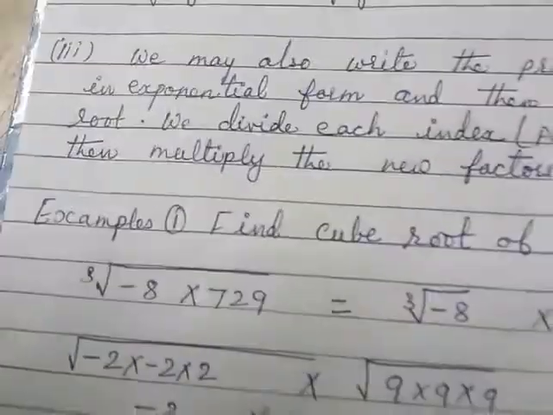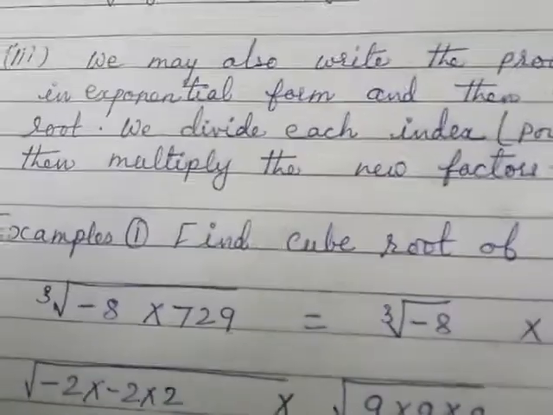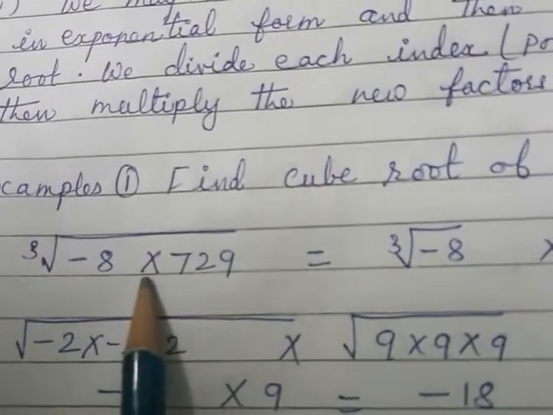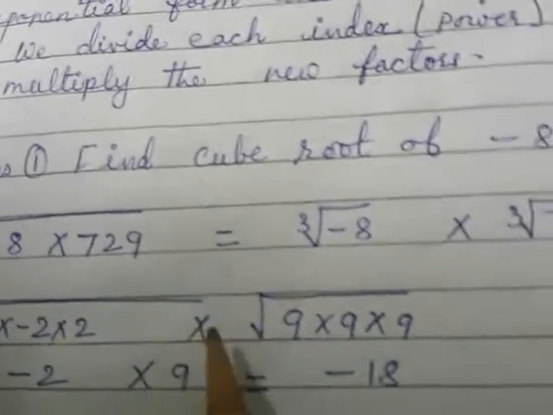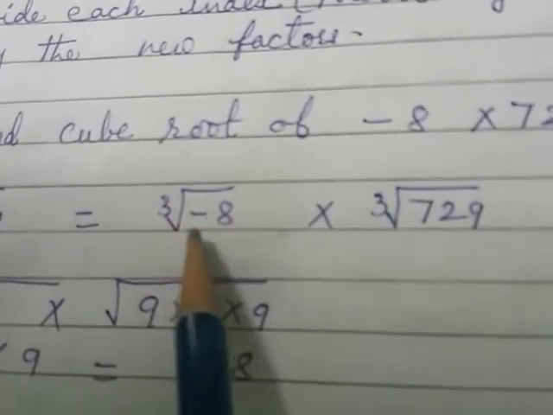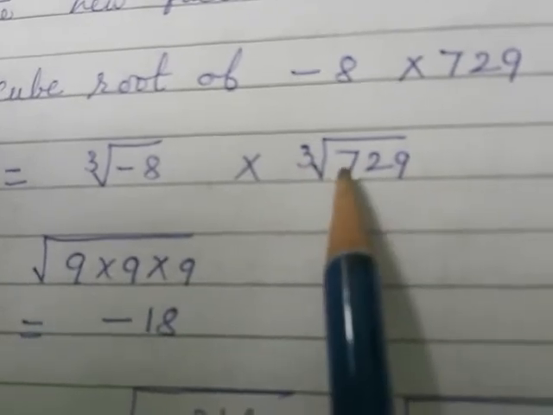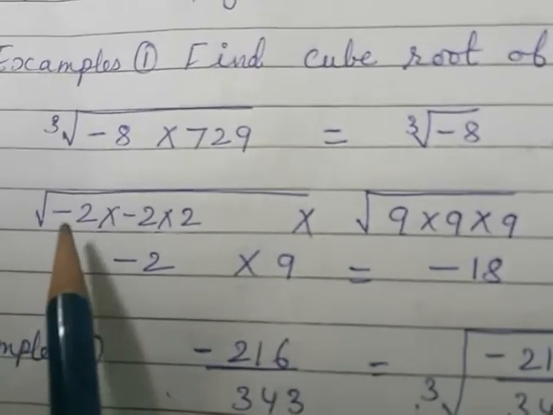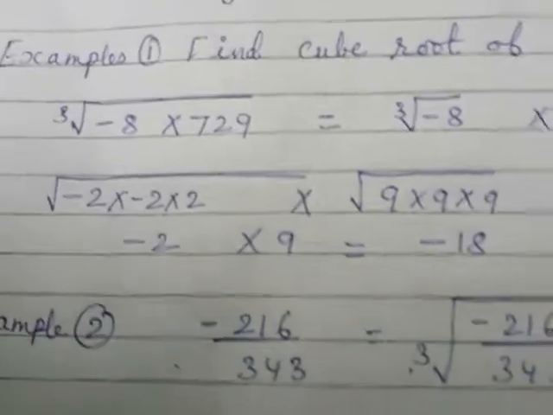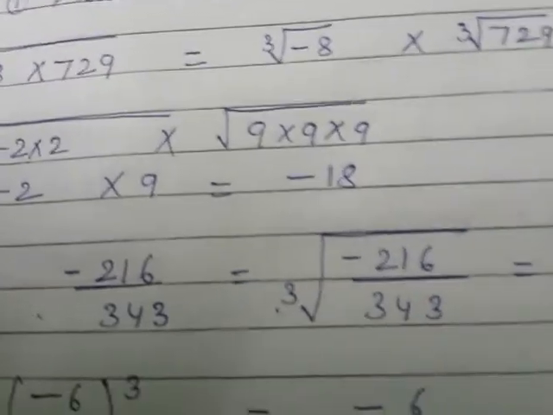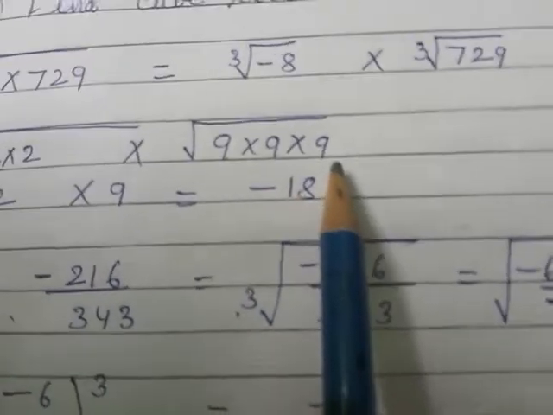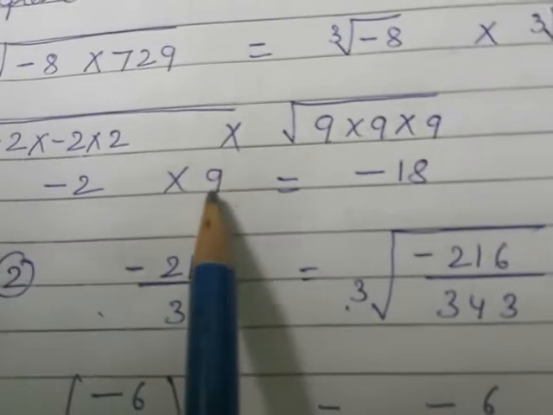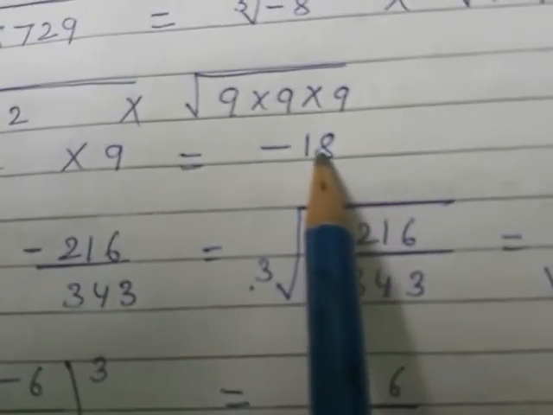See here. This is the cube root of minus 8 multiplied by 729. That is equal to the cube root of minus 8 multiplied by the cube root of 729. So we have taken the cube root of 8 here. That is minus 2 into minus 2 into minus 2, multiplied by the cube root of 729. That is 9 into 9 into 9. So from this group we have taken minus 2. From here we have taken 9, that is equal to minus 18.